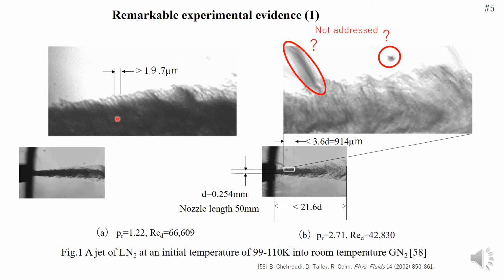Now we have a question: what are these? Because no explanation has been provided for these portions enclosed by the two red circles, although the same pictures are published in many journals. We will try to explain them at the end of this talk based on our simulation result, to explain what supposedly happened in this experiment.